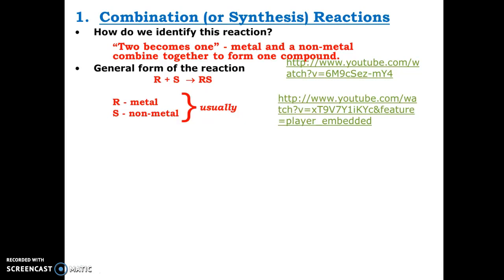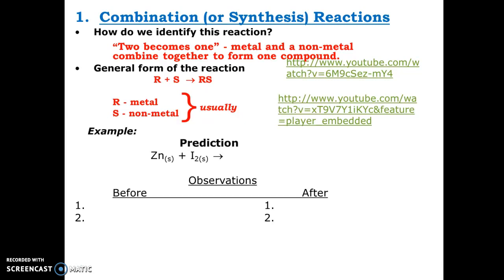Okay? So the example we're going to look at, and I'm sorry, but we're not going to get to this today just because I'm not here. The example we're going to look at next class is we're going to mix zinc and iodine together and see what it produces. But I want you to take a minute before we do move to the next slide and try to predict what that can make.